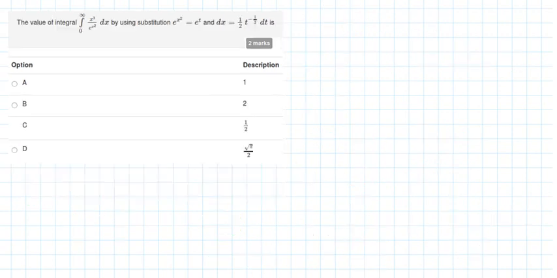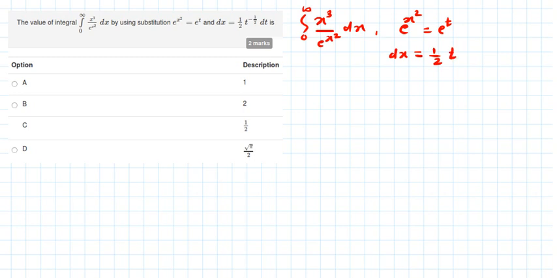Next question. To evaluate this integral, write down the integral: integration 0 to infinity x cube upon e raised to x square dx, using the substitution. Substitution is given: e raised to x square equal to e raised to t. Also to substitute, dx is equal to 1 by 2 t raised to minus half dt.